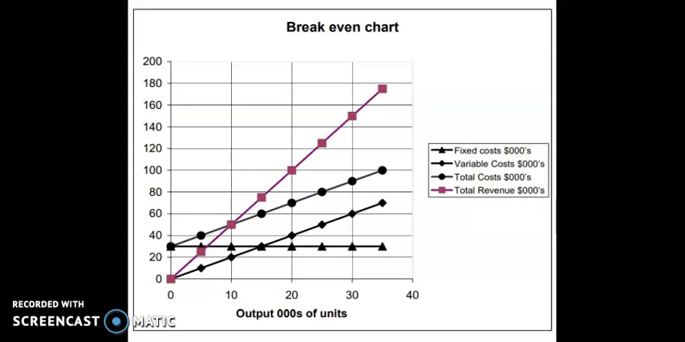For the same information, now we can put it in graph form. Fixed cost remains the same no matter how many we produce. Variable cost will start here at 0. When we are producing 0, our variable cost will be 0. So this is our variable cost.